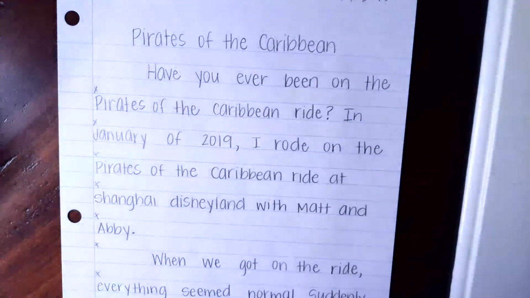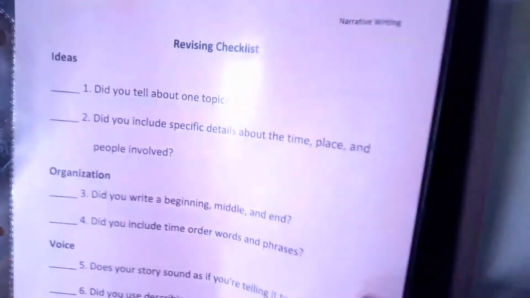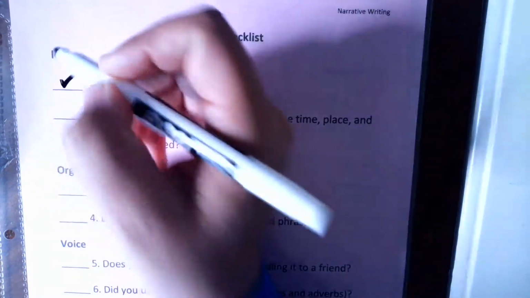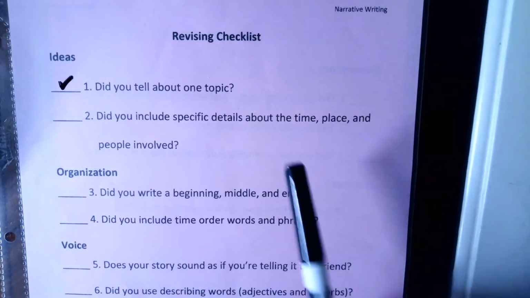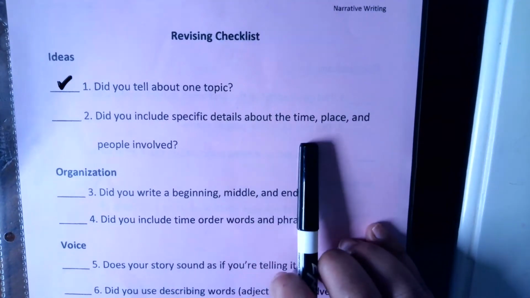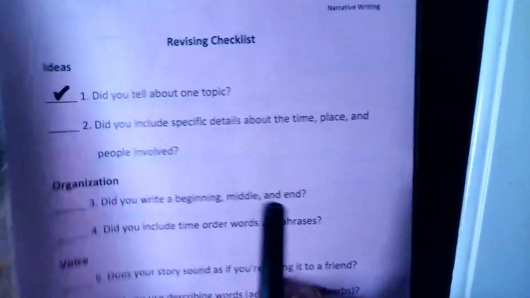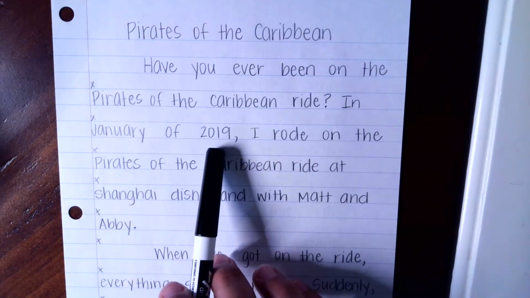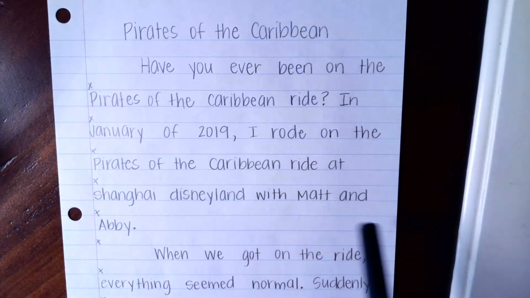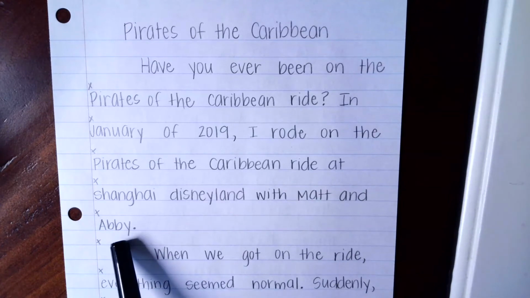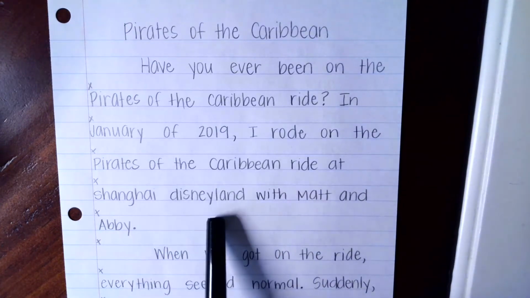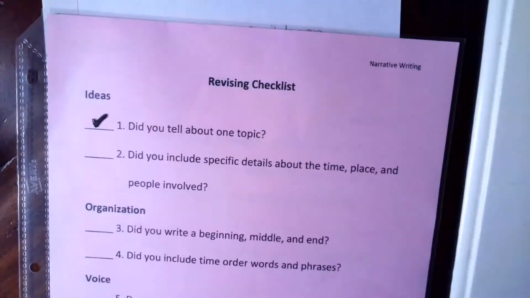Okay, so now that I've read it out loud, I have to go through my checklist. Did I talk about one topic? Yes. Going on the Pirates of the Caribbean ride. Did I include specific details about the time, the place, and the people? Well, here's the time in January 2019. Here are the people, Matt and Abby, and the place, Pirates of the Caribbean ride at Shanghai Disneyland. So yes, I did those three things.